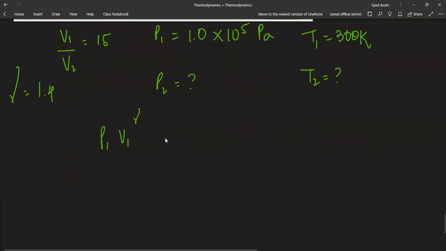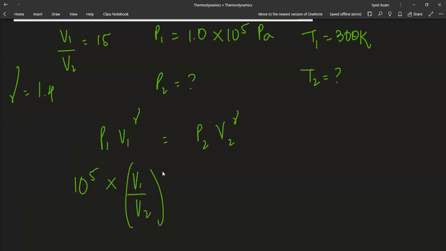Okay. Now, for the adiabatic process, when we're talking about the pressure and volume, you know it is P1 V1 to the power gamma equal to P2 V2 to the power gamma. So let's put in the values. We don't have the individual values of V1 and V2. So what can we do? We can write P2. See, P1 is there. P1 into V1 by V2 to the power gamma is equal to P2. So that is 10 to the power 5 into 15 to the power 1.4 pascals, right? So this you can solve.